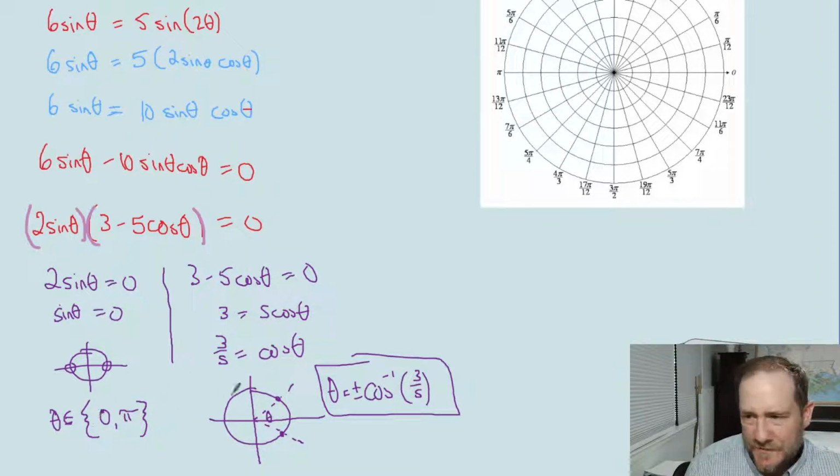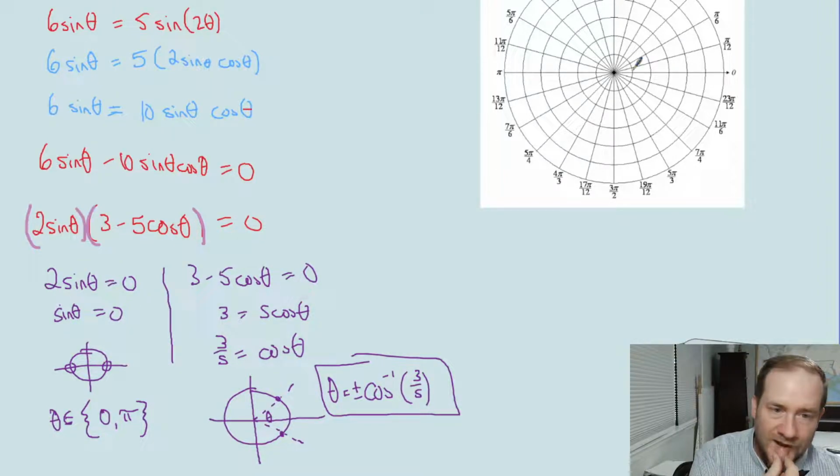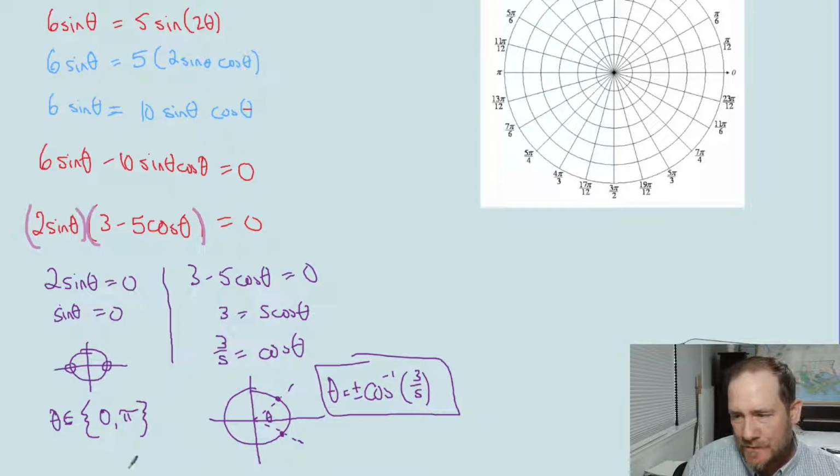So I'm expecting 4 values of theta, which I guess means I'm expecting 4 points of intersection, except that doesn't quite pan out, because when you turn these into ordered pairs of the form r comma theta, let's see what we get.